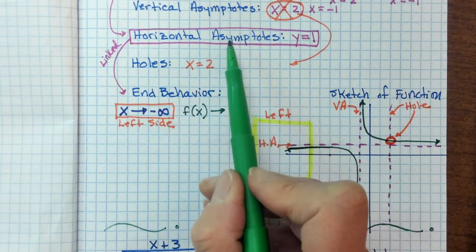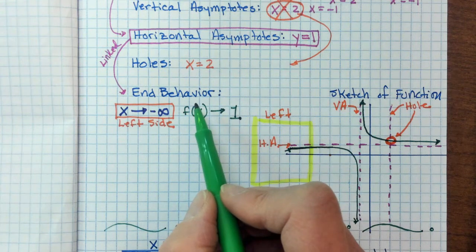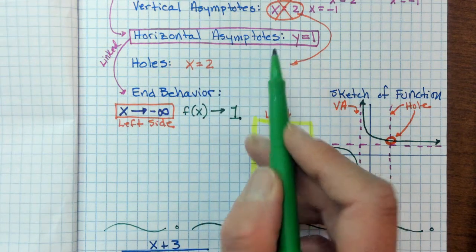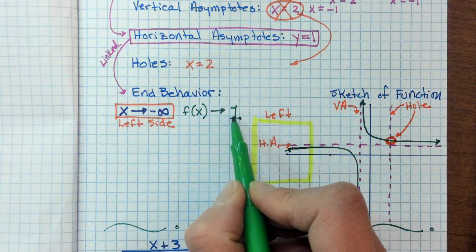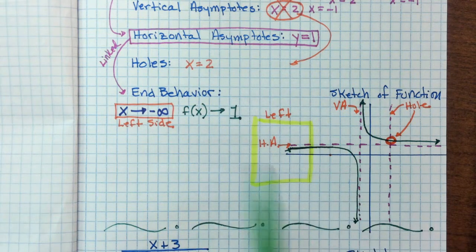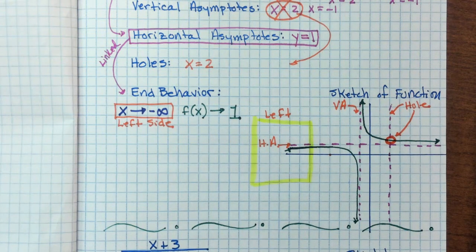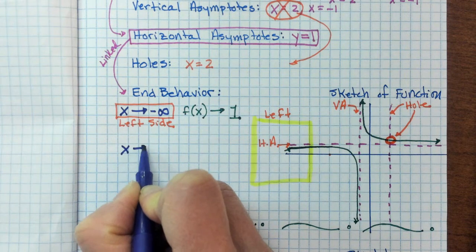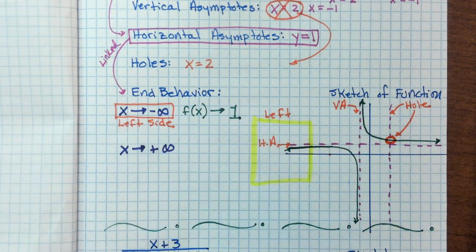Remember I said our horizontal asymptote is linked to the end behavior. If you notice, our horizontal asymptote is 1, so our end behavior is also 1. Now let's look at the right side. The notation for the right side is x goes to +infinity.